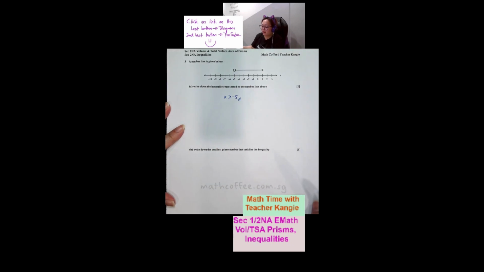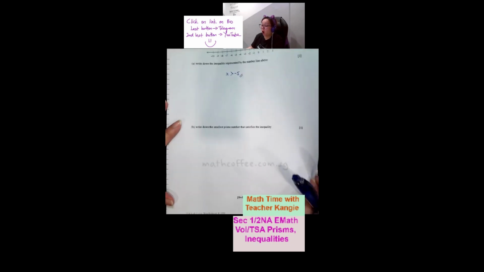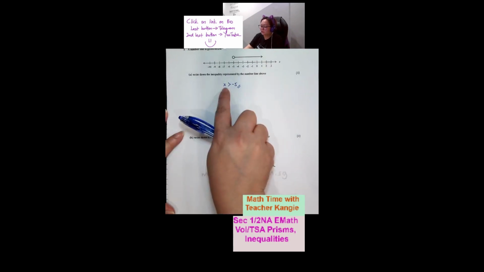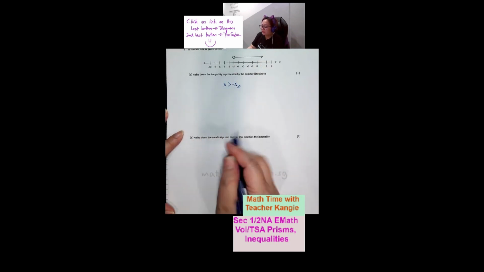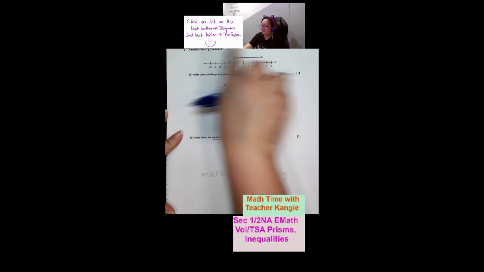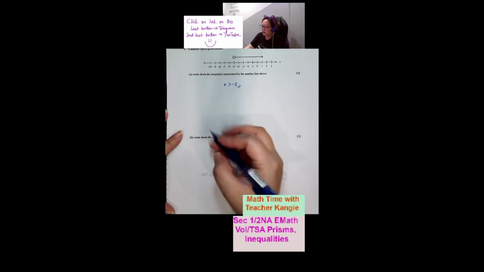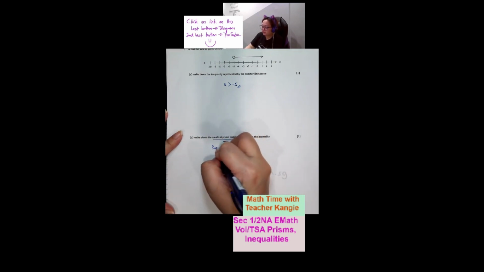Okay, now this part, let's see who got this wrong. Part B. Based on this range, x is more than negative 5. Can you tell me what is the smallest prime number that satisfies this inequality? What is the smallest prime number x in this range?